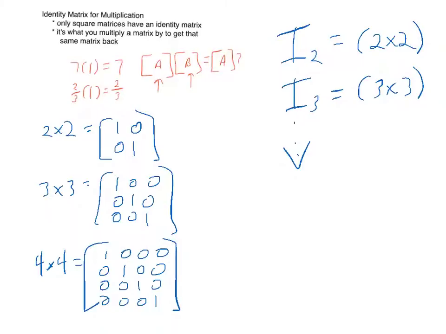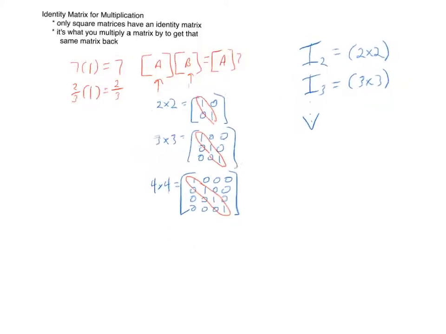They're all zeros except for the diagonal going from the top left to the bottom right. So in here everything's zeros but that. In here everything is zeros but that. In here everything is zeros but that. So just keep following the same pattern for any identity matrix.